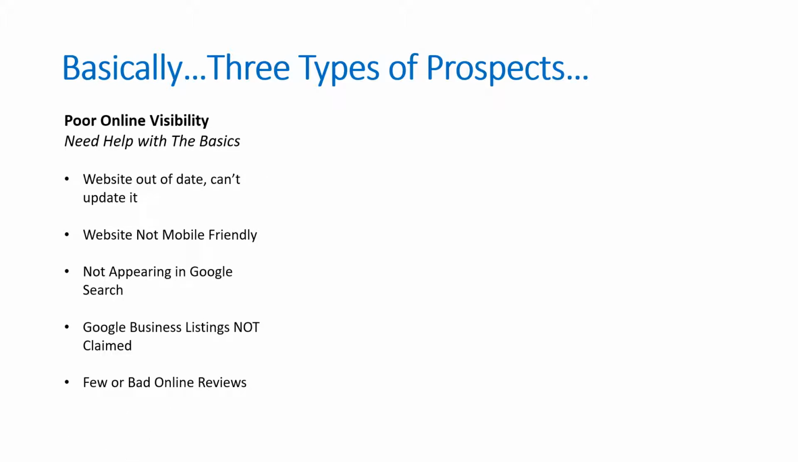Basically, out there in the world, as we see it, and we go on calls all over the United States with our different partners, we see three types of prospects. The first kind are the ones that need just the basics, the foundational needs of a merchant in business today. They need help with their visibility. Their website is out of date. It's not mobile friendly. You can't find them in search. They haven't done things like claim their Google business listings. They may even have a whole bunch of bad reviews out there that they've never replied to.